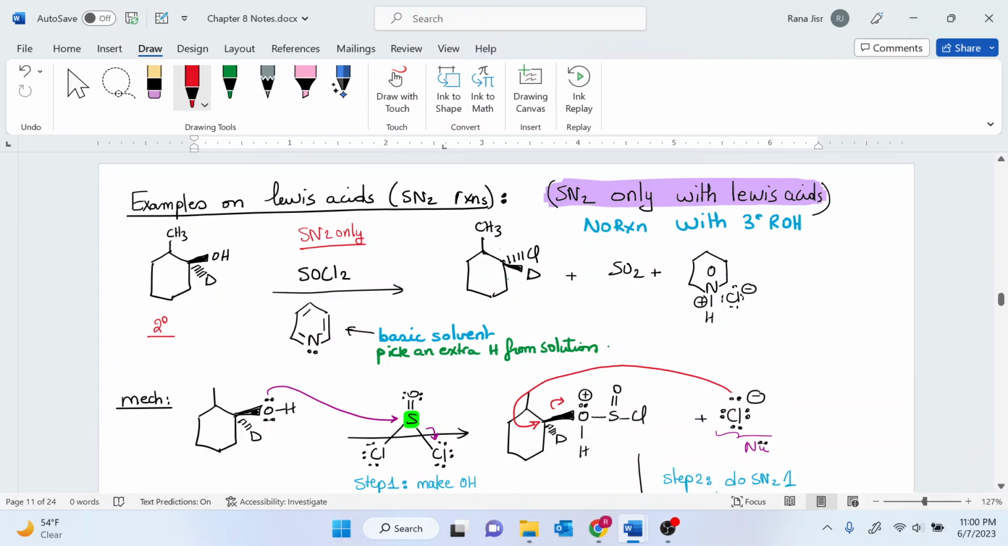Because it's an SN2, notice that the reaction is going to proceed by inversion of configuration. So the chlorine from the SOCl2 is going to attack from the opposite side of the OH. So it's going to be at the back. So the reaction is going to proceed again by inversion of configuration.